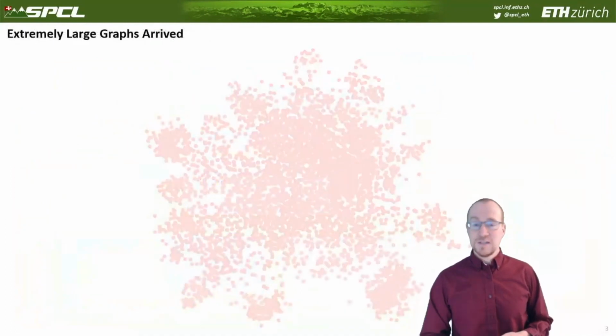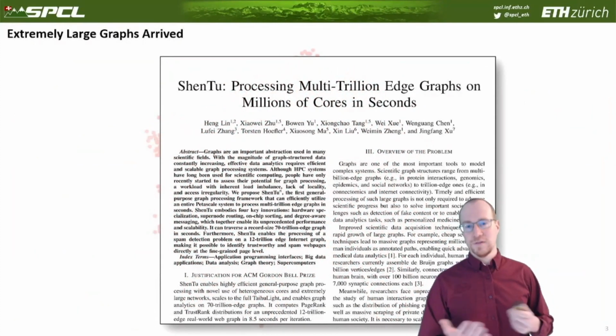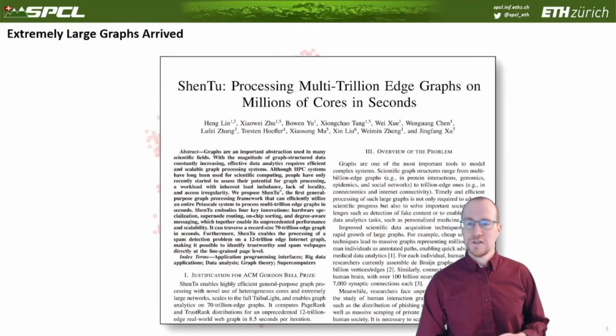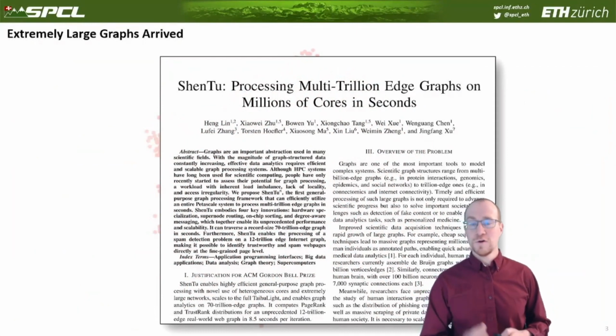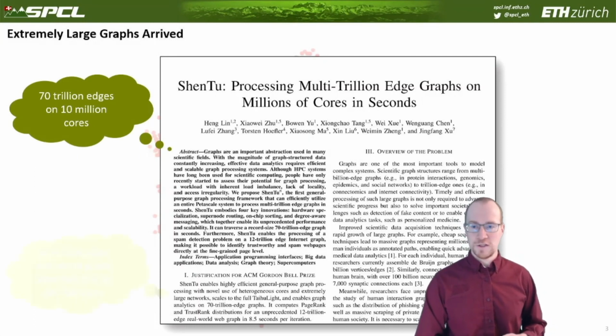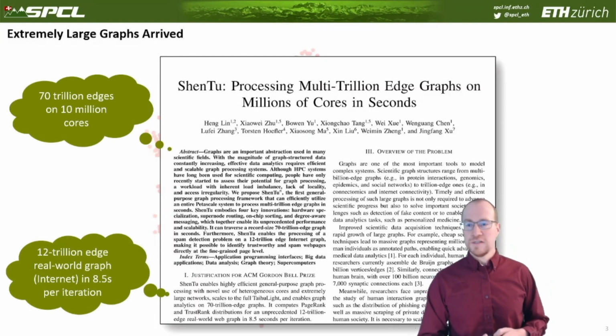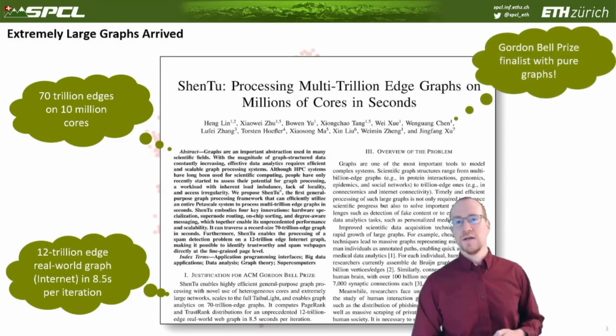So actually, these very large scale graphs are of tremendous size. We have performed a very large-scale calculation on the largest supercomputer on the planet at the time in 2018. We processed 70 trillion edges on 10 million cores together with our Chinese partners at Tsinghua University. Here, there was a 12 trillion edge real-world internet graph that we could process in 8.5 seconds per iteration. That is quite challenging.